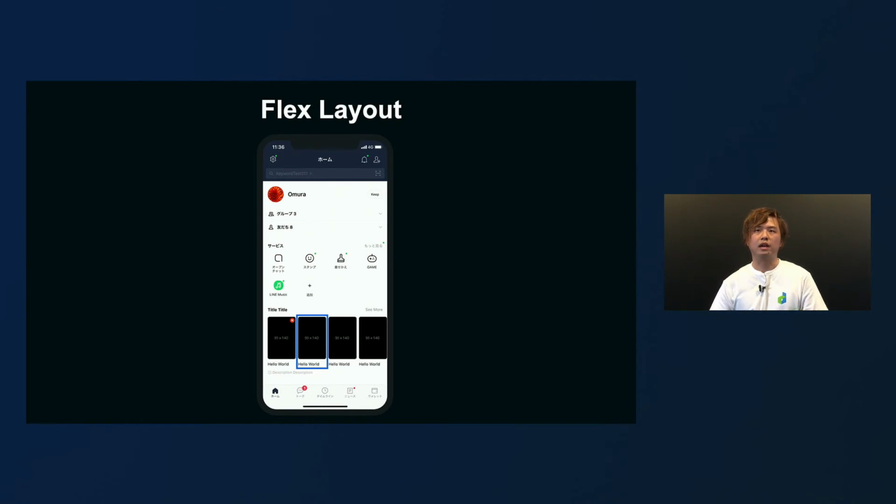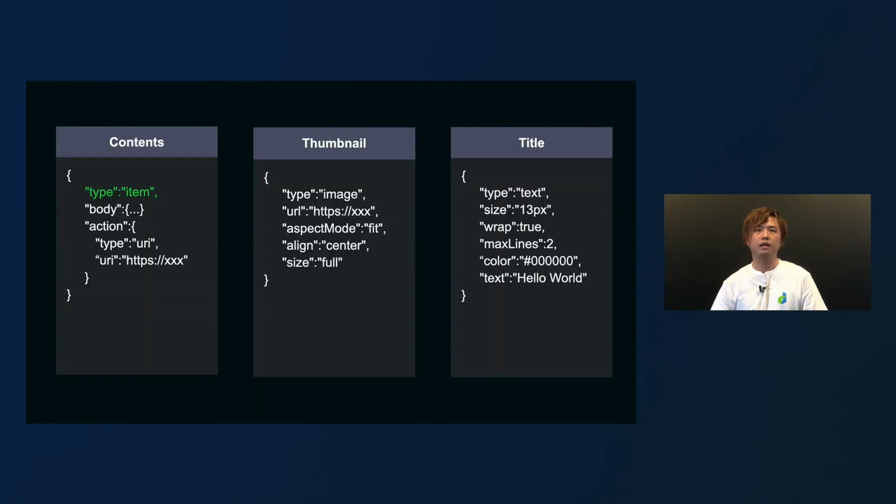Now I'd like to explain a bit the rendering mechanism of a Flex layout. Let's take a close look at the JSON structure of the item in the carousel. Please note, these examples are simplified for presentation purposes, but I hope they could demonstrate how our framework works. First, please look at the far left JSON. This is an example of item type. It has properties such as body and action.